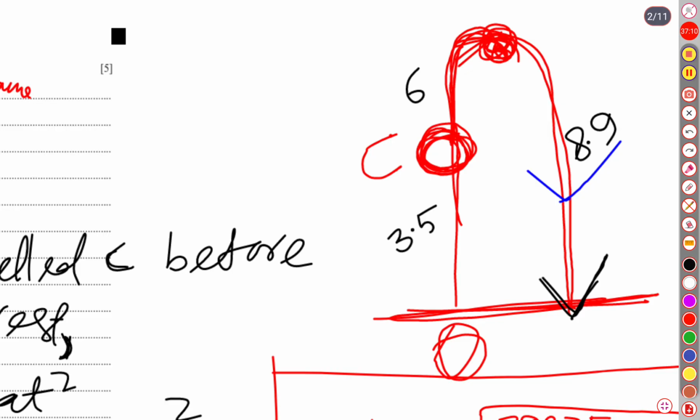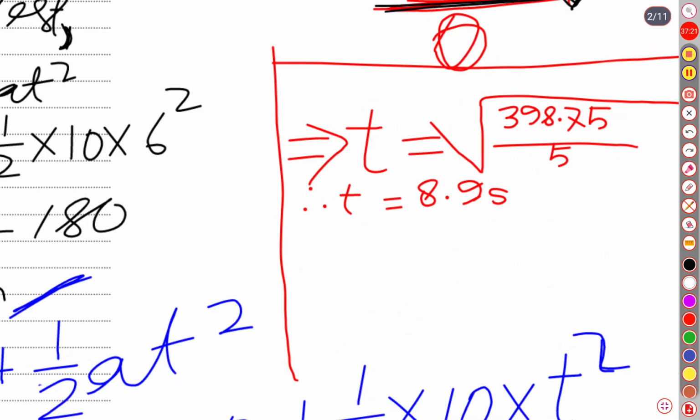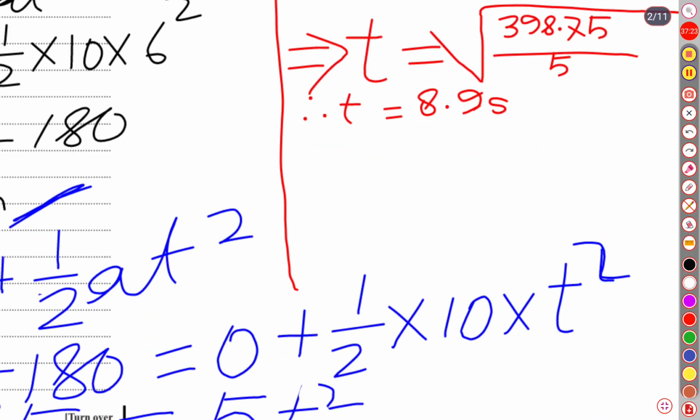8.9 seconds. So what was the total time starting from A being projected from the ground? 3.5 plus 6 plus 8.9. How much is it going to be? Let us write here: total time taken.